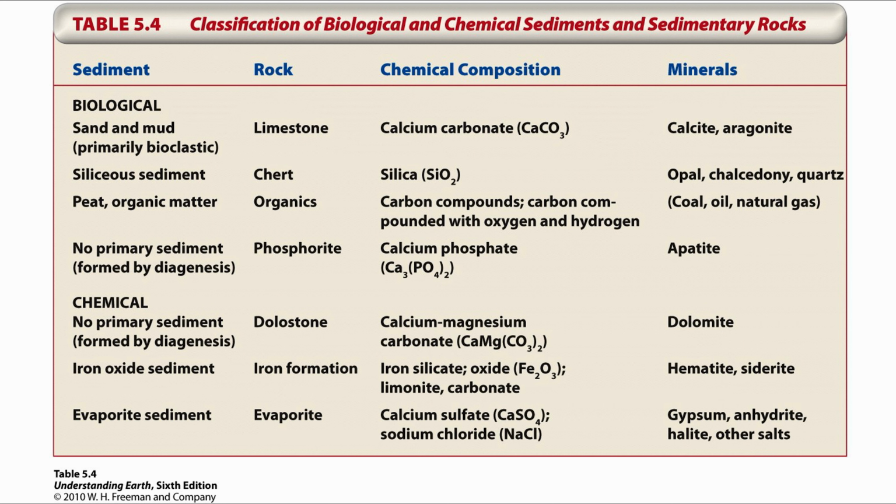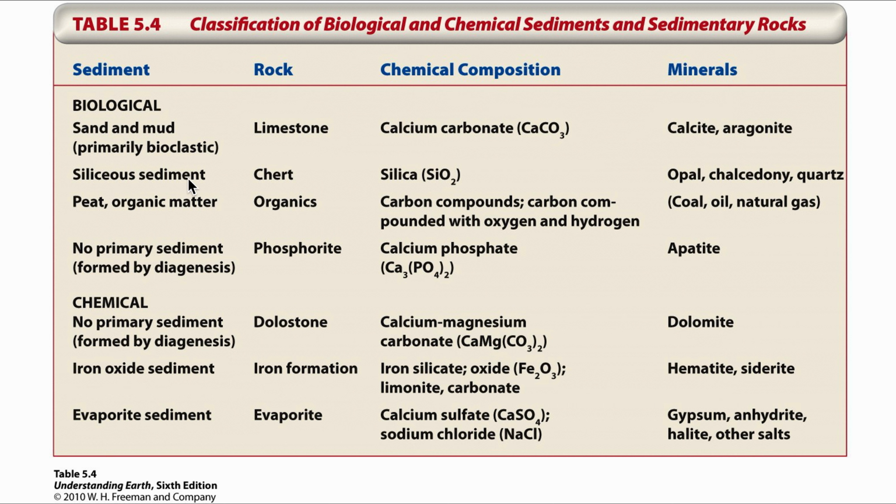Bringing that together here in this classification system, we see the sediment in this column, the rock name that results from that sediment, the chemical composition, and the mineral names. Starting here, biological material, sand and mud. Bioclastic sand and mud, when it's cemented together, will form a limestone. This is predominantly calcium carbonate, the minerals being calcite and aragonite. Now, aragonite is a metastable polymorph of calcium carbonate, so it tends to go away. It doesn't persist in the environment for long. It ultimately gets converted into calcite.